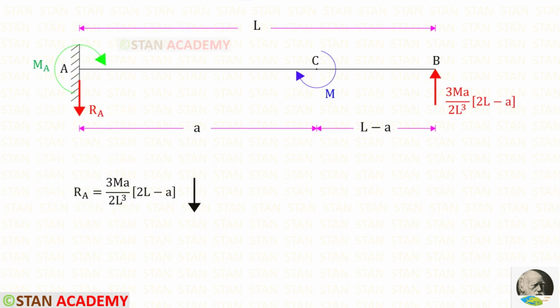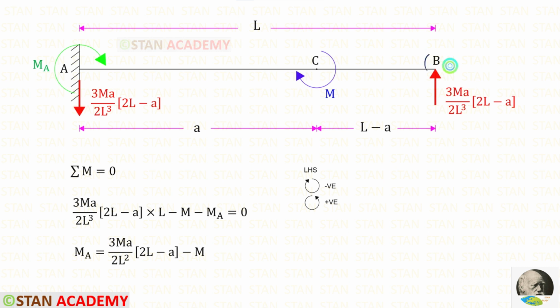Now let us find RA. In this beam, there is no load. So the values of RB and RA will be same, but the directions will be different. RB is acting upwards, so RA should be acting downwards.